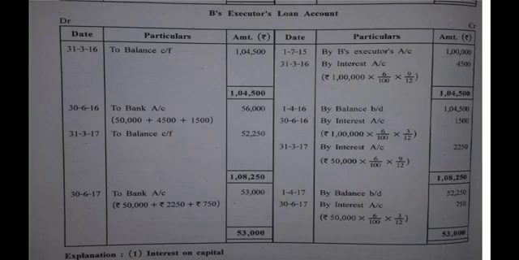You see the total on both the sides, 1,04,500. The total of the credit side is of course higher. This is the reason it is written on both the sides. And on the debit side you can see 31st/3/16 to balance carried forward, 1,04,500. This becomes the opening balance for the next year. The new accounting year 1/4/16 by balance brought down. I'm reading on the credit side.